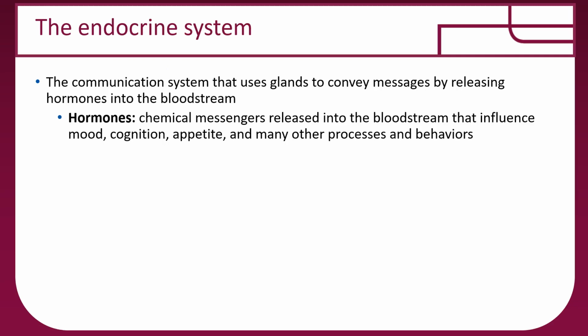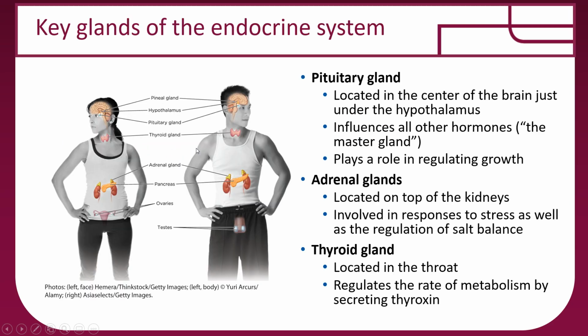There is also the endocrine system. This is a system that uses glands that conveys messages by releasing hormones into your bloodstream. And hormones are chemical messengers, again, that are released into your bloodstream that influence different things like your mood, your thinking, your appetite. Many other processes are controlled by hormones. And the key glands of your endocrine system are right here. We have a pituitary gland that's located right in the center of the brain, just under your thalamus. You can kind of see it here. The pituitary gland influences all other hormones. We often call it the master gland, and it plays a role in regulating your growth.